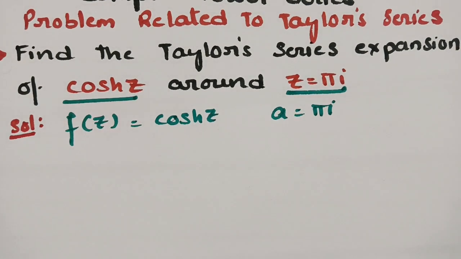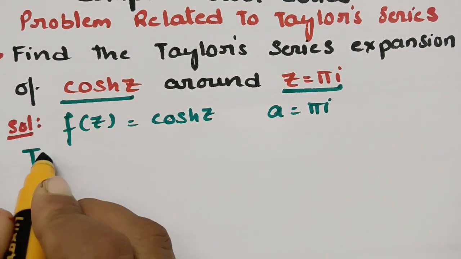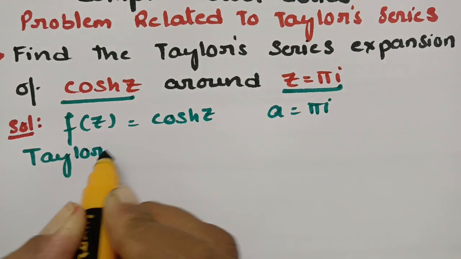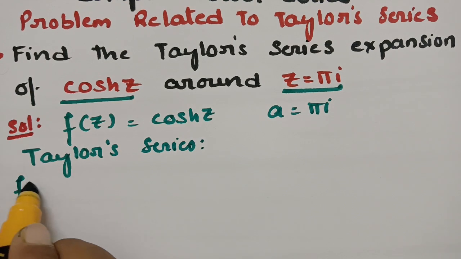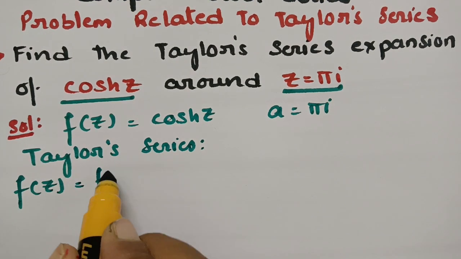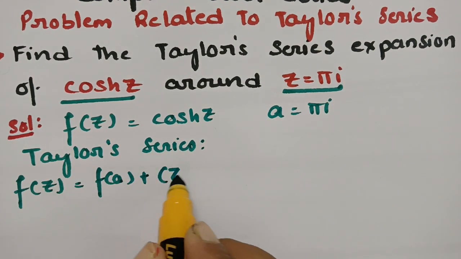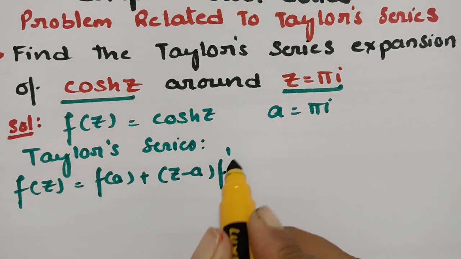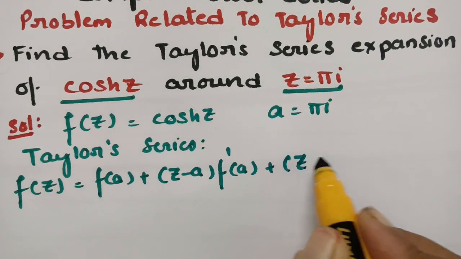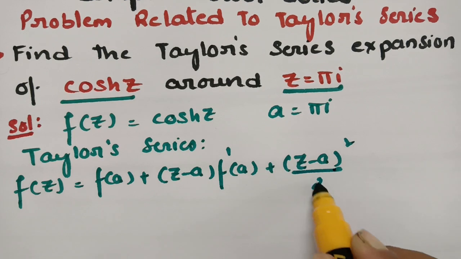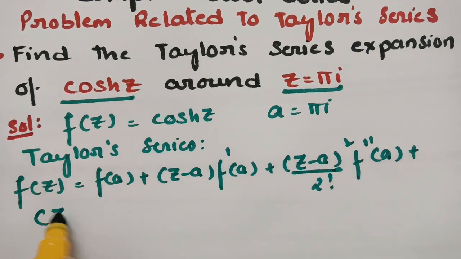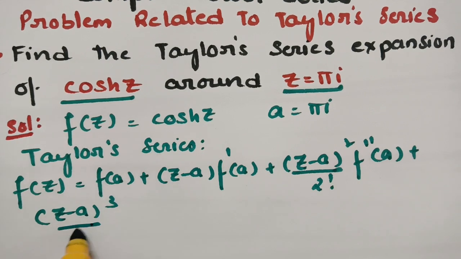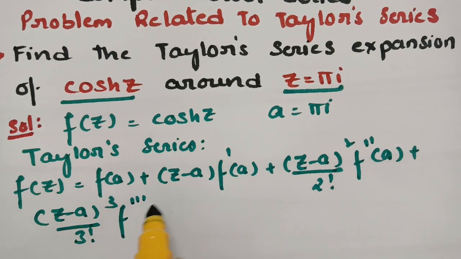As you know, according to the Taylor series, what is our Taylor series expansion? We have the expansion f of z is equal to f of a plus z minus a by f dash of a plus z minus a whole square by 2 factorial into f double dash of a plus z minus a whole cube by 3 factorial into f triple dash of a plus and so on.